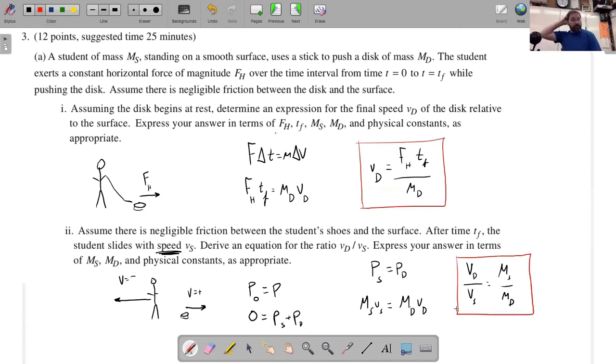There's no need for positive or negative signs because the problem says it's in terms of speed. Now, if it were in terms of velocity, it would be appropriate to make one of the velocities negative and one positive, because the value you would substitute would be positive for the disk and negative for the student in the case of the diagram that I drew. But that would be it. That's the answer in the box.